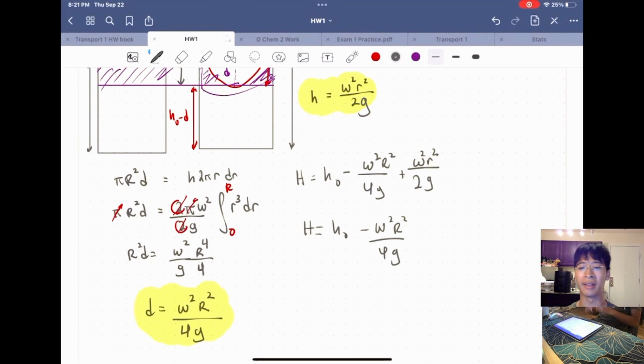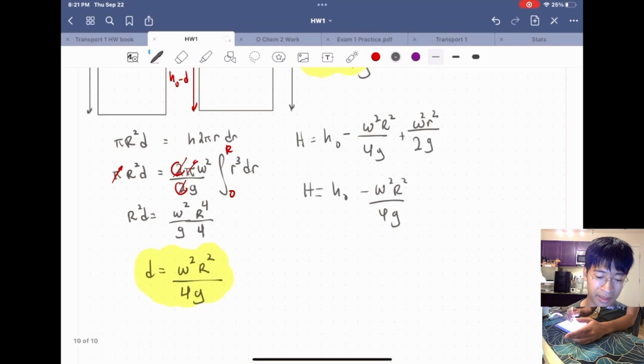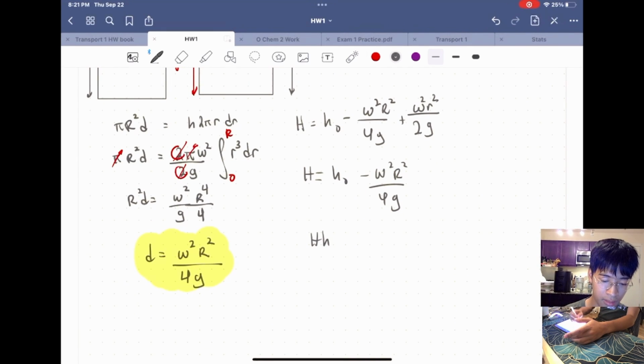Again, let's remind ourselves of the question we're trying to answer: how fast can I spin my beaker without flinging everything out the edge, right? So what does that mean? The answer I'm looking for is how fast can I spin my beaker. So why don't we just go ahead and solve for that? So H, just basic algebra, right? This is not even the hardest algebra we've seen in this class.